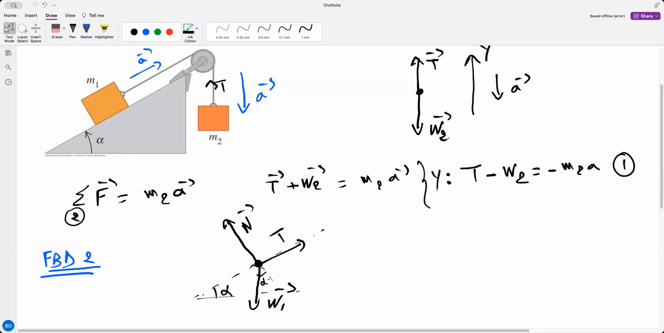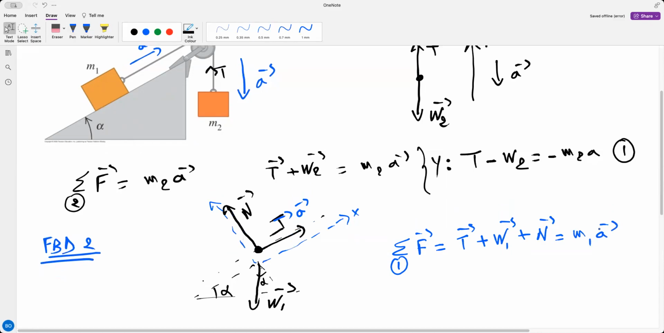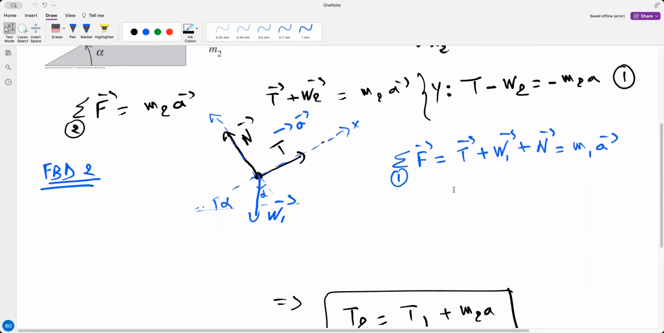Okay, right? Now, the acceleration is in this direction. So it would be nice to take the x-axis parallel to the motion, in the same direction of the motion. So now we have a free body diagram, and it will give us Newton's second law applied to object 1, which is equal to the tension plus W1 plus the normal, and it is equal to M1A. Now let's go and project it along the x-axis.